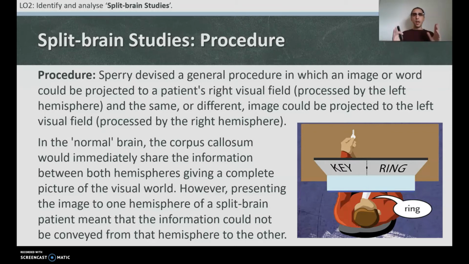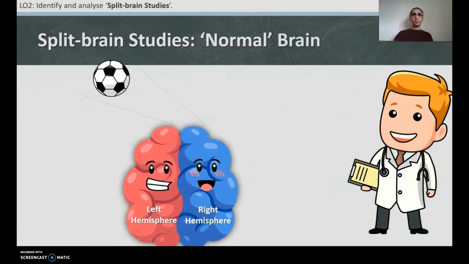However, presenting the image to one hemisphere of a split brain patient meant that the information could not be conveyed from that hemisphere to the other. So, I made a brilliant presentation to show what this means. So we've got the left hemisphere and the right hemisphere.